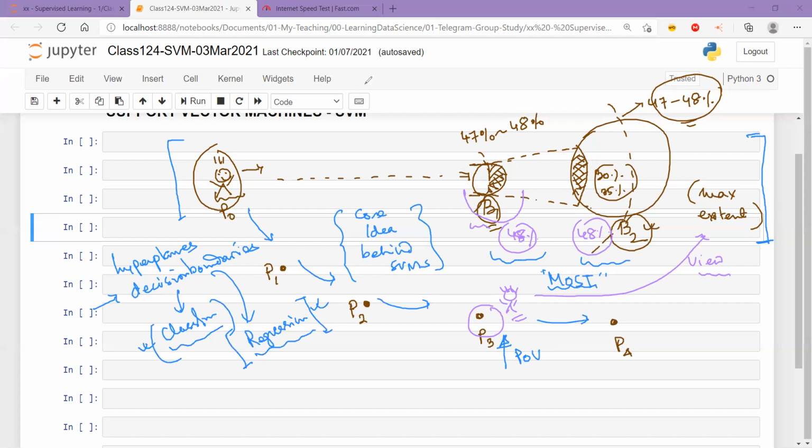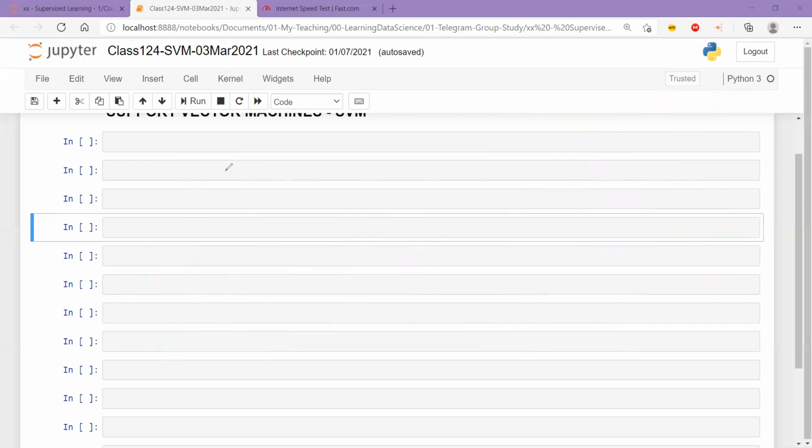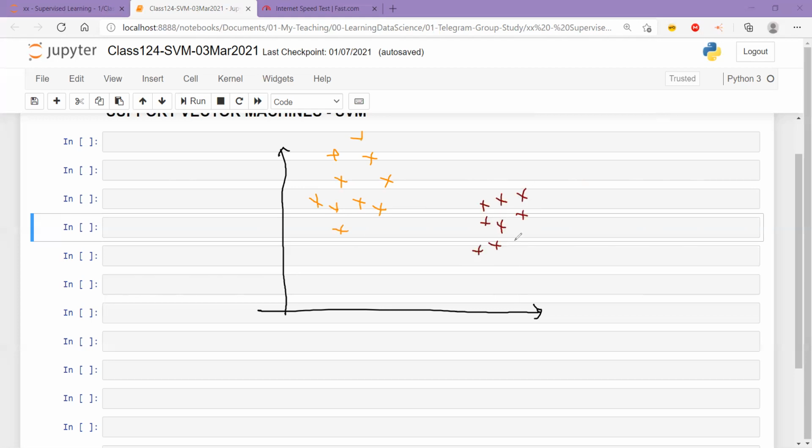So now what we can say is that, let's say, I have some data and the data looks something like this. I have two kinds of points. One are these orange points, which are coagulated on this side of the plane. And the other is this dark red or maroon kind of point, which are coagulated on this side of the plane. So this is a very easy kind of classification problem.